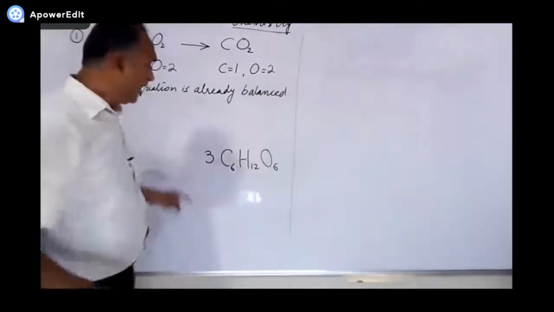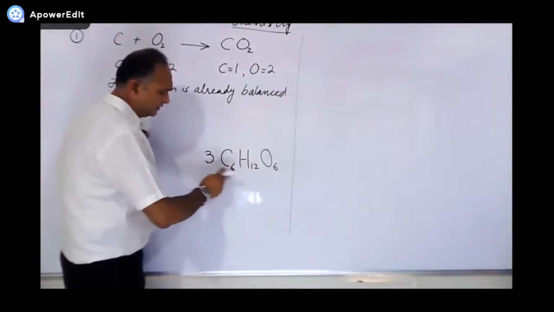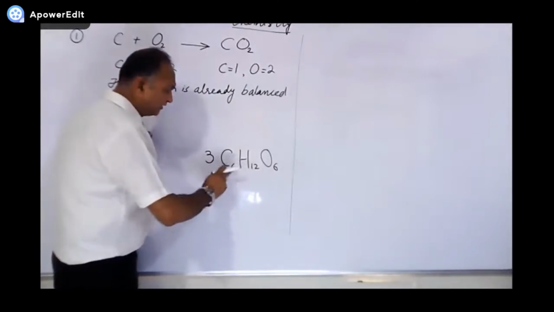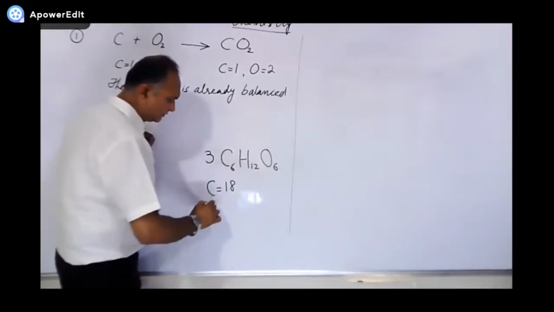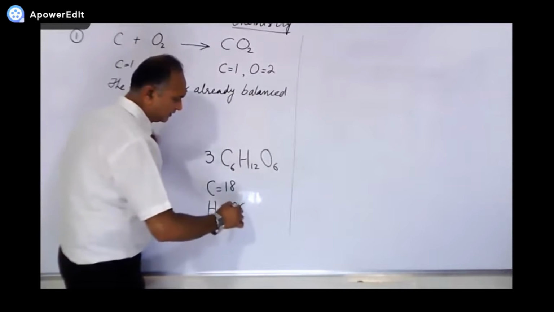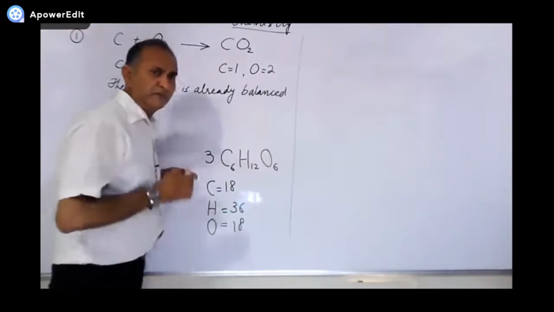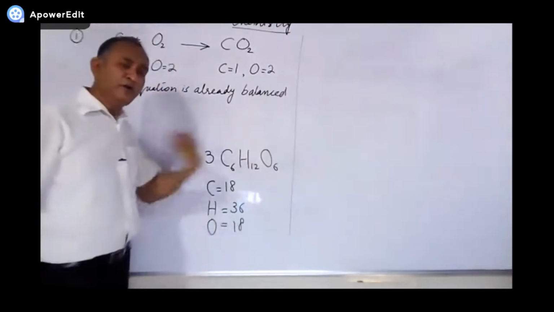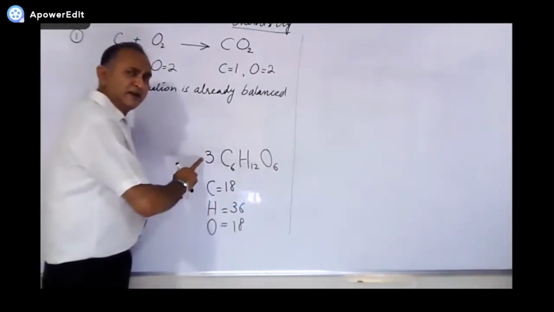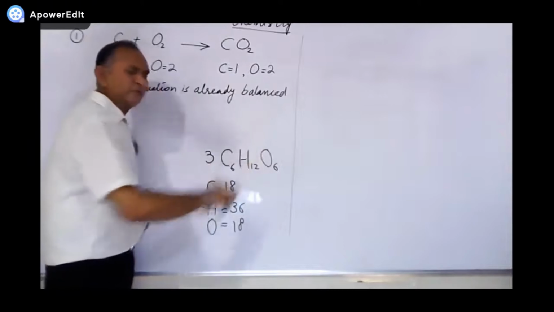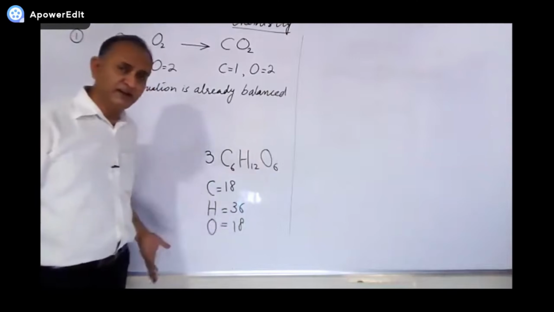Now if I ask, how many carbons are here right now? You will have to multiply this 3 by 6. 3 6s are 18. 3 12s are 36. 3 6s are 18. So what have we learned yesterday? That the coefficient which is written over here should be multiplied with the subscript of the formula.